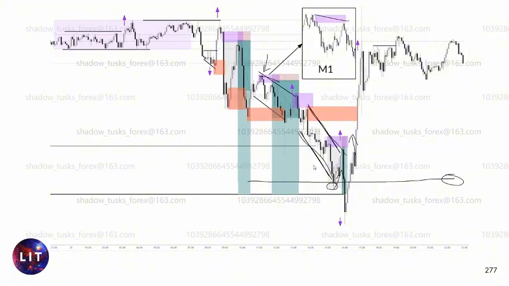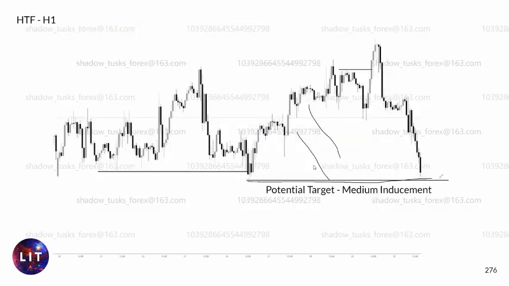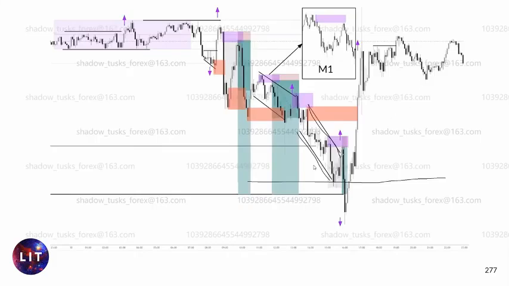So we are channeling downwards. Overall, we see on the higher time frame a significant support level, yeah? So we're channeling downwards, we see a significant support level, then we give a reaction from that support level, break out of the channel to the upside with vector candles.